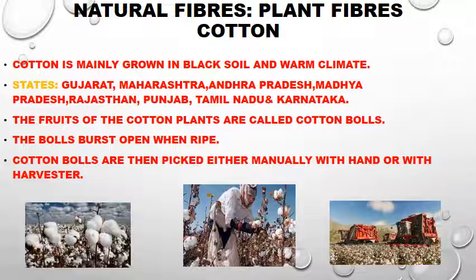You know, cotton seeds are planted in the early spring in a well-prepared field. The fruits of the cotton plant are called cotton balls. And the cotton balls grow slowly and small seeds and cotton fibers develop. Now the cotton balls burst open when ripe and the seeds covered with cotton fibers can be seen. Now it is the time of harvesting and cotton balls are then picked either manually or with machines.